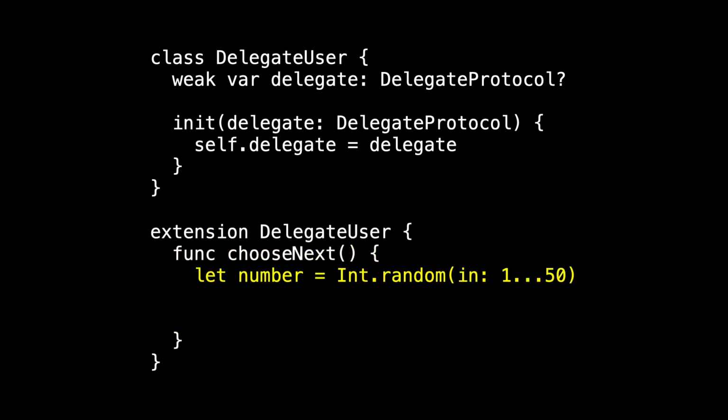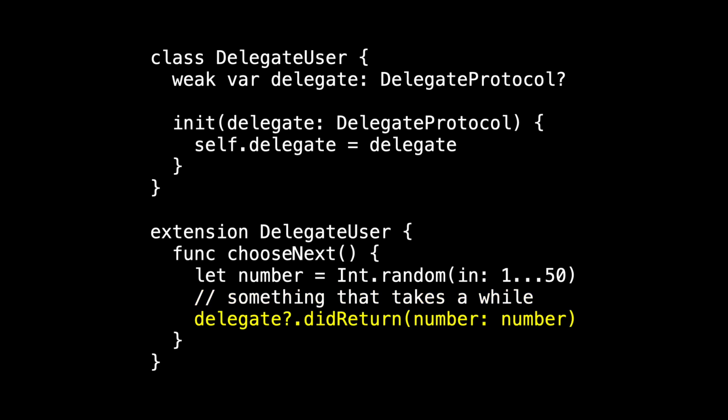ChooseNext will select a random number between 1 and 50, and then there's something that takes a while, but we're not freezing our UI in any way because we call back the delegate if it exists, and call back the did return method and pass the number to it. No one's waiting for anything to come back from chooseNext. This is a classic way of doing asynchronous coding before we had async await.